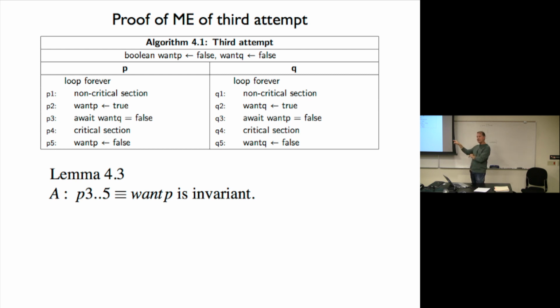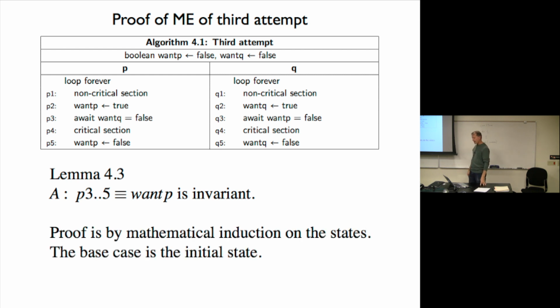But now what does it mean that it's invariant? If it's invariant, where is it true? Everywhere. Everywhere means that as these are executing concurrently, regardless of the state, that's true. It doesn't matter what state you go from, you go to another state, and another state. It's always true at every state. P3.5 ≡ wantP is invariant.